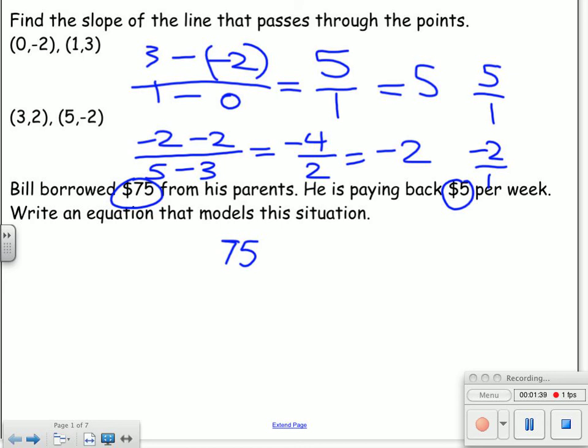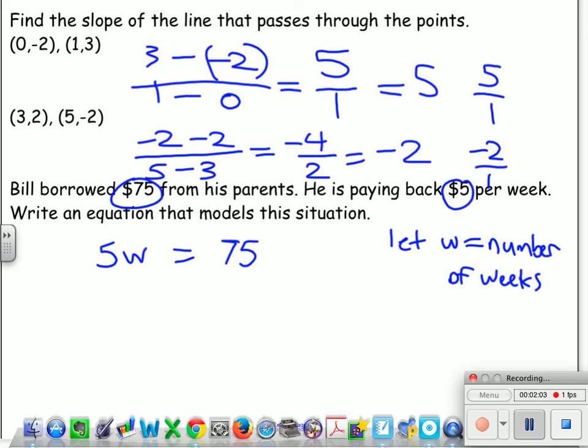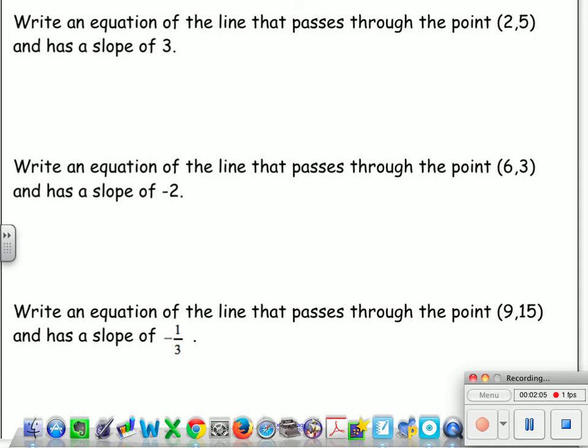So let W equal number of weeks. And so he's paying $5 per week. So 5 times W is going to be 75. And that's it.